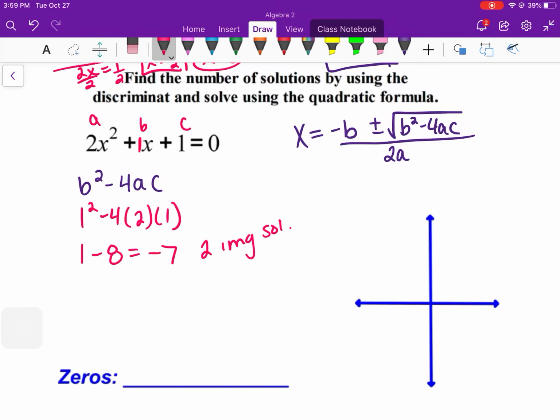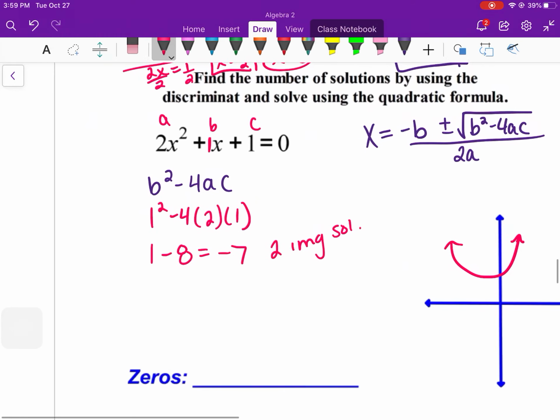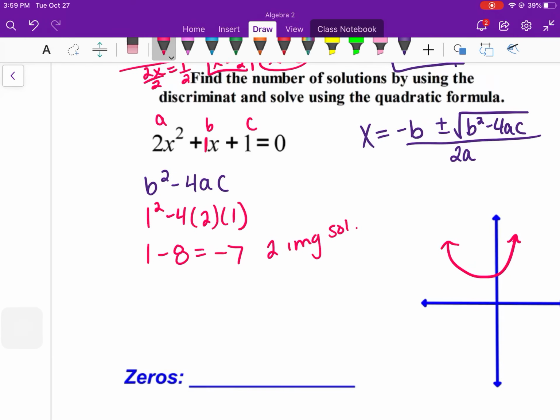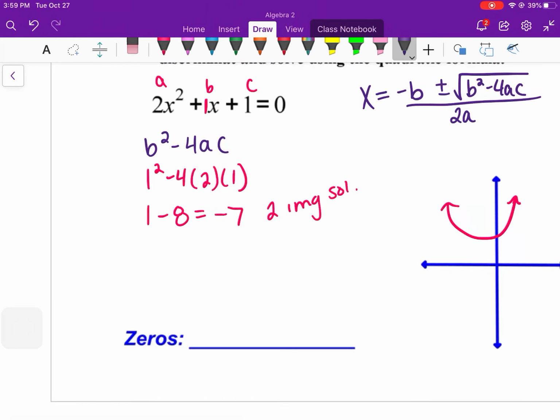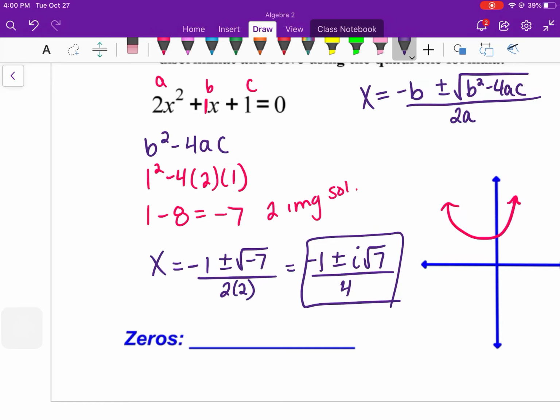This parabola has an a value of positive, so it's going to open up. If it has imaginary solutions, that means it never crosses the x-axis. There are no x-intercepts, no real solutions. To finish solving it, x equals negative b, which is -1, plus or minus the square root of -7 over 2a, so 2 times 2. So I would just finish this by -7 is going to be i square root of 7, and then over 4. And those would be my answers, or my zeros, or my roots, my solutions.